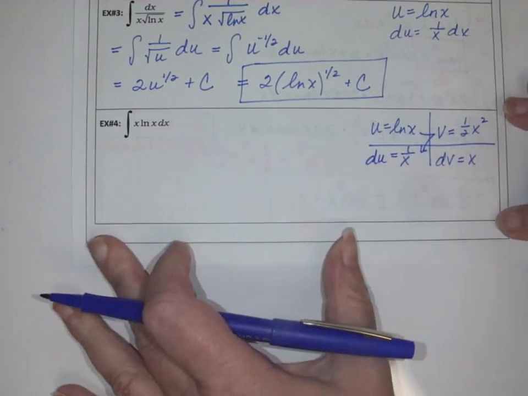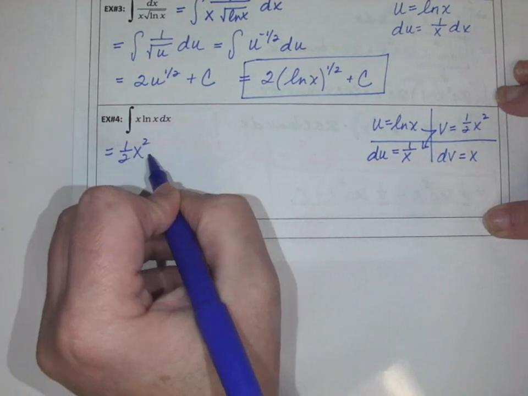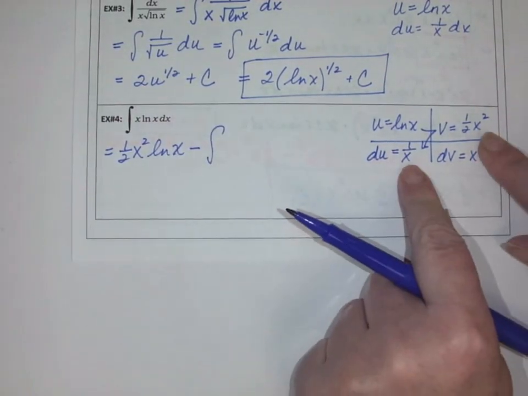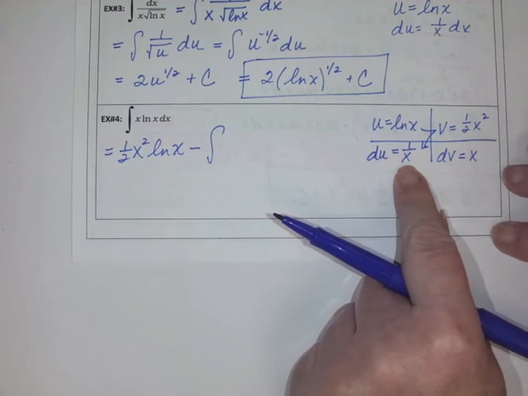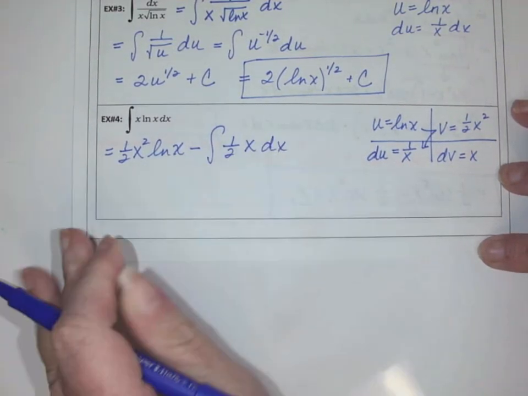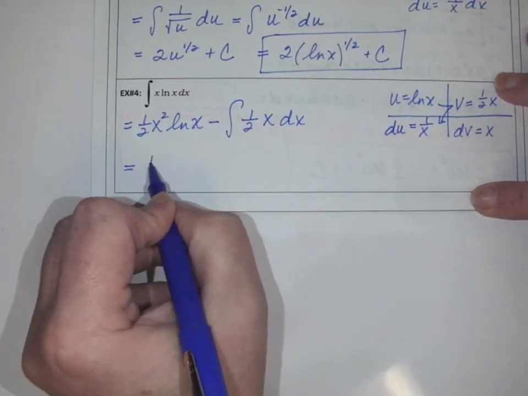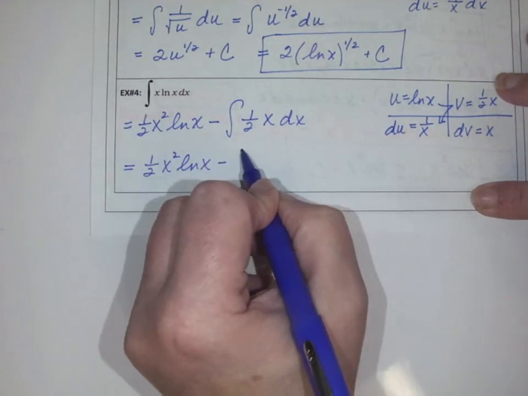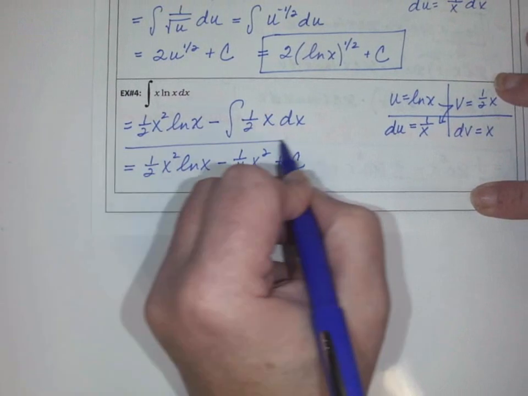So going across the diagonal, we end up with 1/2 x squared natural log of x minus the integral. Now, multiply and simplify these two guys. X squared divided by x is just x. So we get 1/2 x dx. This is definitely an integral that I can integrate, and so my final step is to do 1/2 x squared natural log of x minus 1/4 x squared plus c.